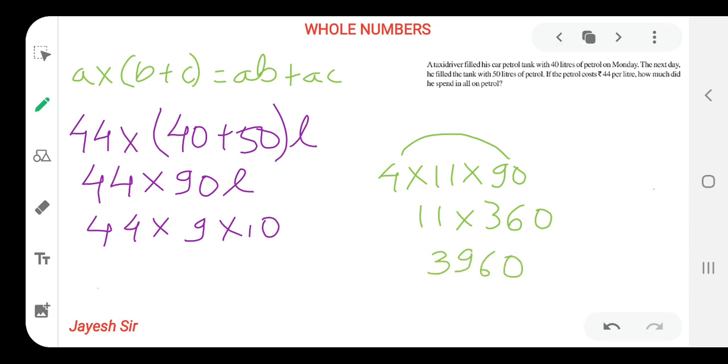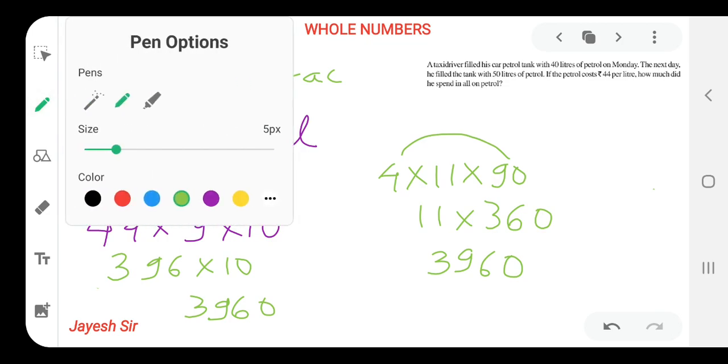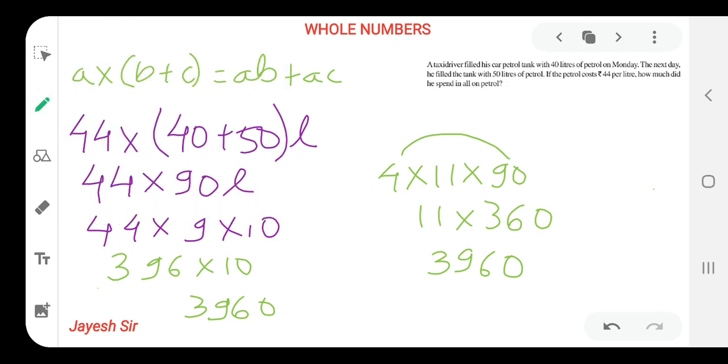How I have solved that, you have to go on my channel and see that part of the video, how to multiply with 11. So here also we'll get the answer as 396 multiplied by 10. Our answer would be 3960. You can use either of the methods. If you are comfortable with your previous method, then you can use it, and if you want to learn something new, you can go to my channel and see that method also.